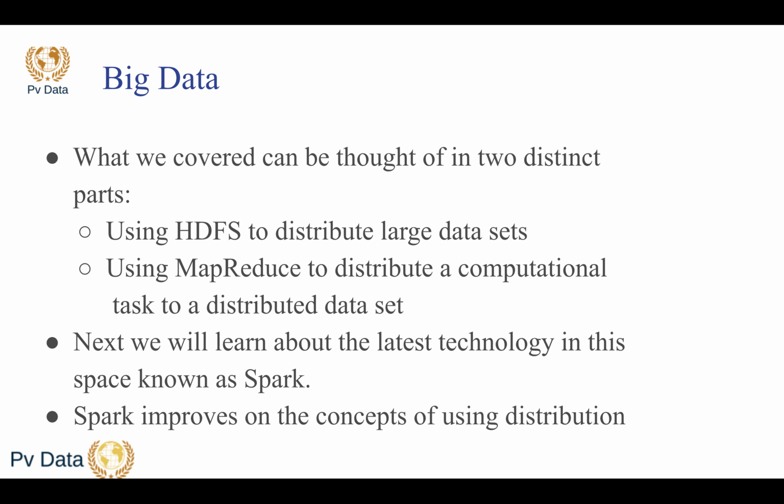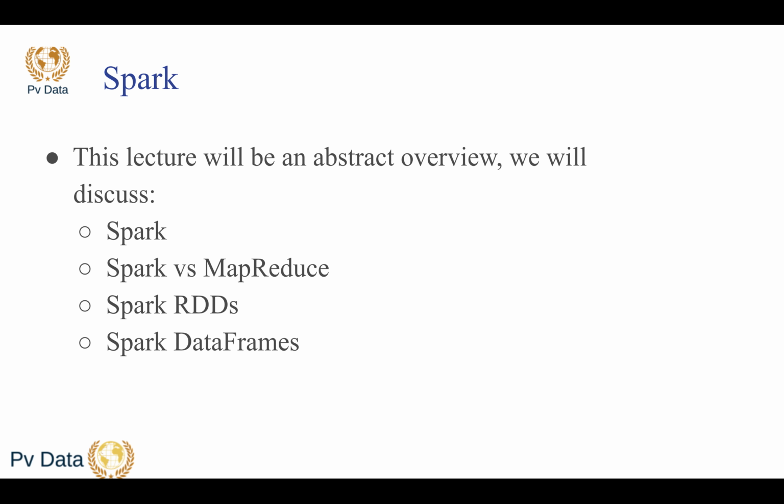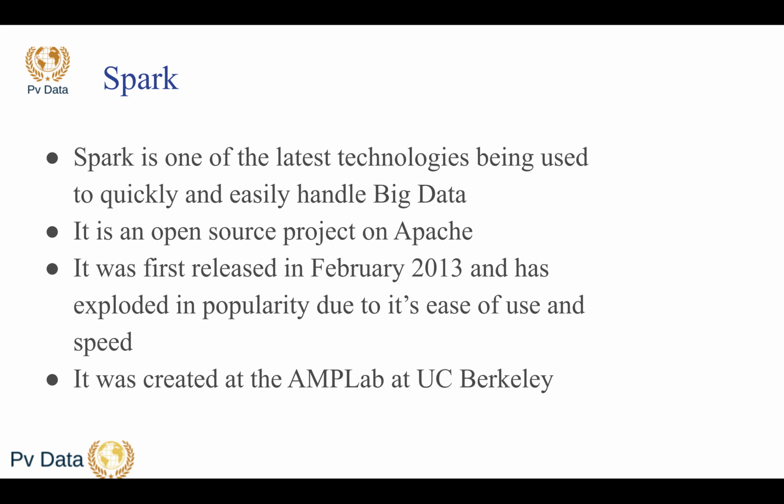Next, we will learn about the latest technology in this space, known as Spark. Spark improves the concept of using a distributed system. So let's start with Spark. In this section, we are going to discuss what Spark is, Spark versus MapReduce, what a Spark RDD is, and what data frames are. And in a new environment, Spark comes with data sets.